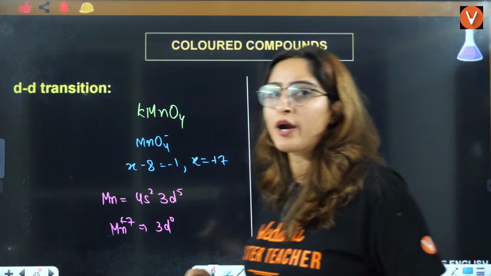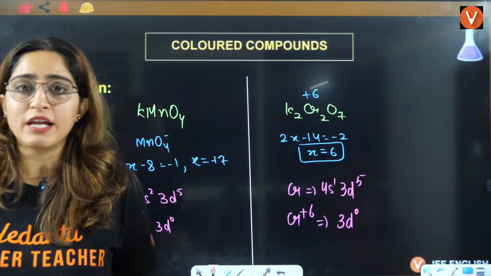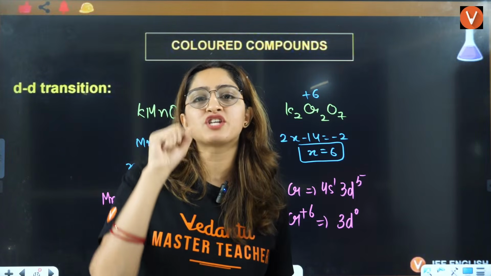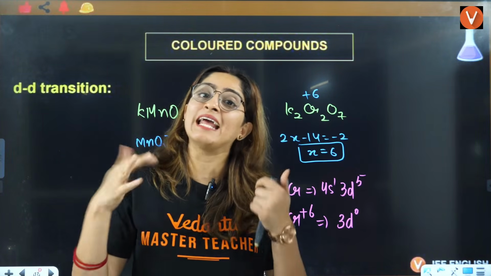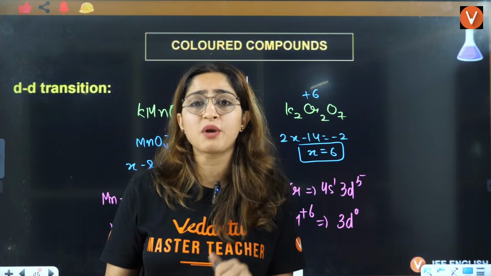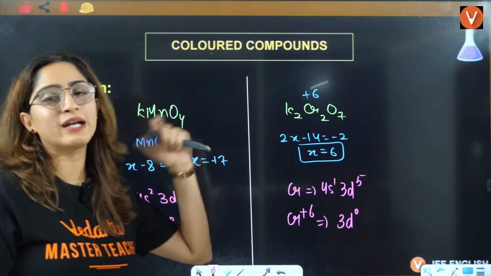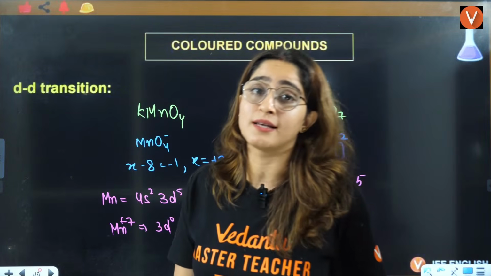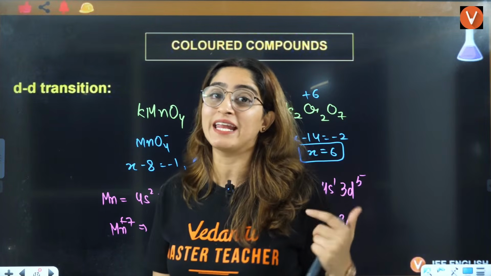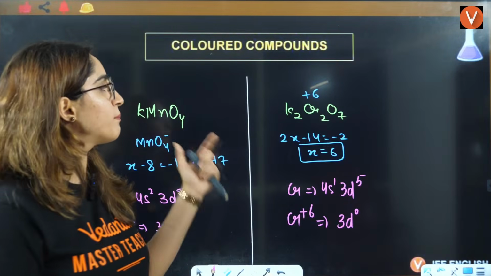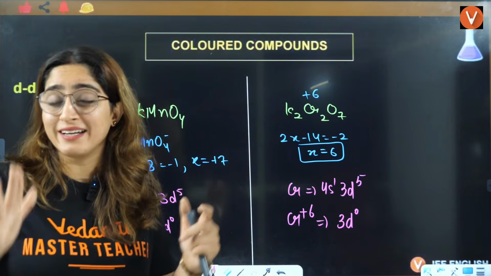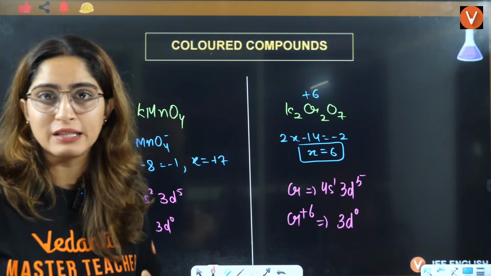Now, according to this particular definition, the ones which have 0 electrons or 10 electrons in the d orbital should be colorless, right? But in that case, KMnO₄ and K₂Cr₂O₇ should be colorless, right? But they show very intense colors, right? These two compounds, we are definitely going to study in detail, the preparation, properties, everything.